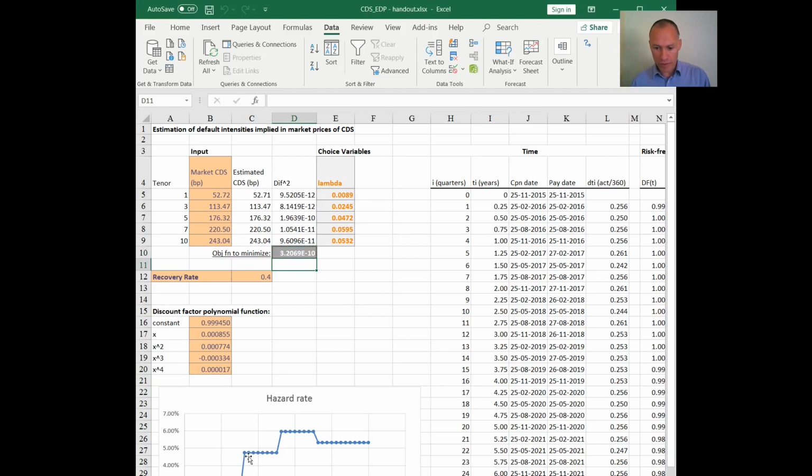So what you can see here is the hazard rate for this firm, estimated from the CDS market as a function of time. So it's the hazard rate as a function of time. Okay, so this step function that is implied by these lambdas here. All right. Okay, so now that I have the probabilities of default for this firm, I can price any other security issued by this firm.